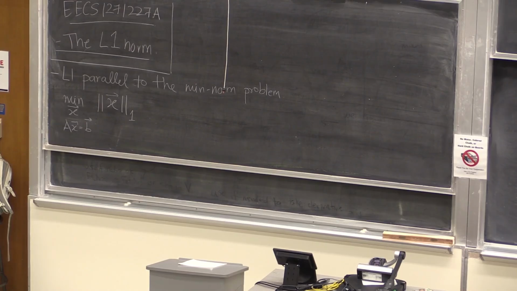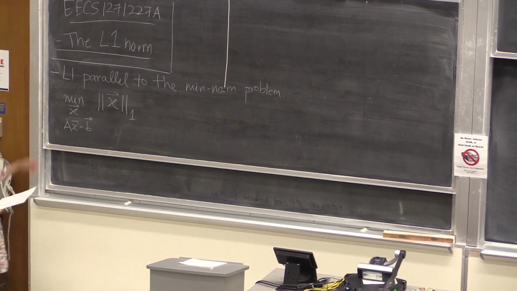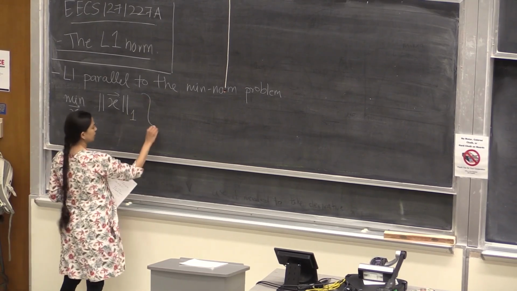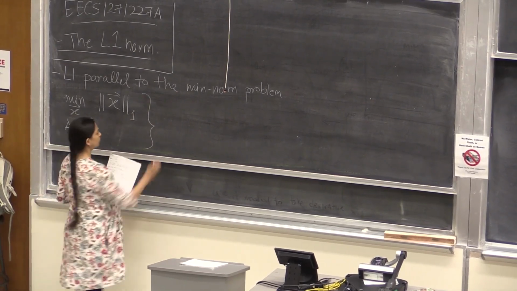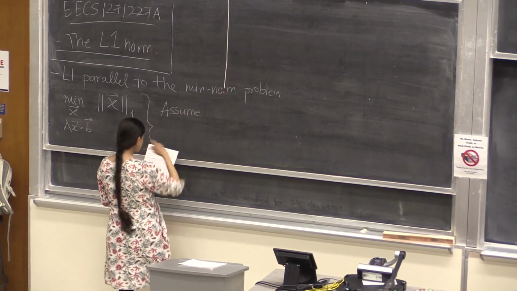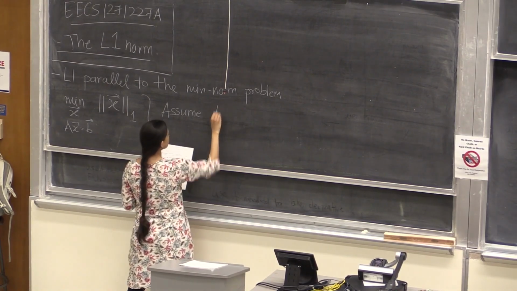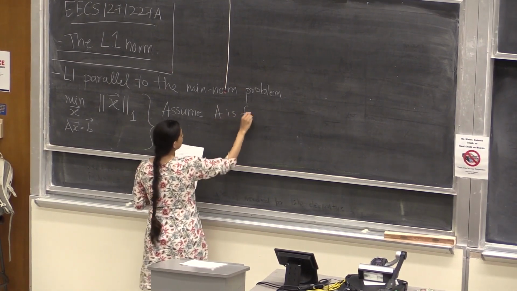What can we do in this kind of scenario? What might this lead us to? Okay? So here, let's first think about, can we even solve this problem? So let's assume first that A is full row rank.